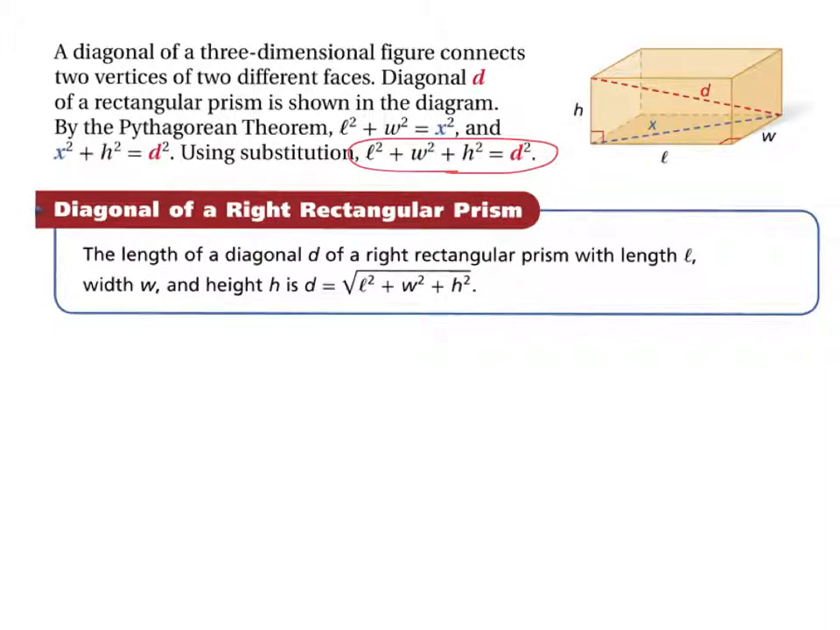formula. So the diagonal of a right rectangular prism can be found by using, now once again, if you look up here, it says d squared. So to get rid of a squared, you square root it. You would take the length squared, the width squared, and the height squared, find the sum of those, and then take the square root, and that would give you the diagonal of a right rectangular prism.